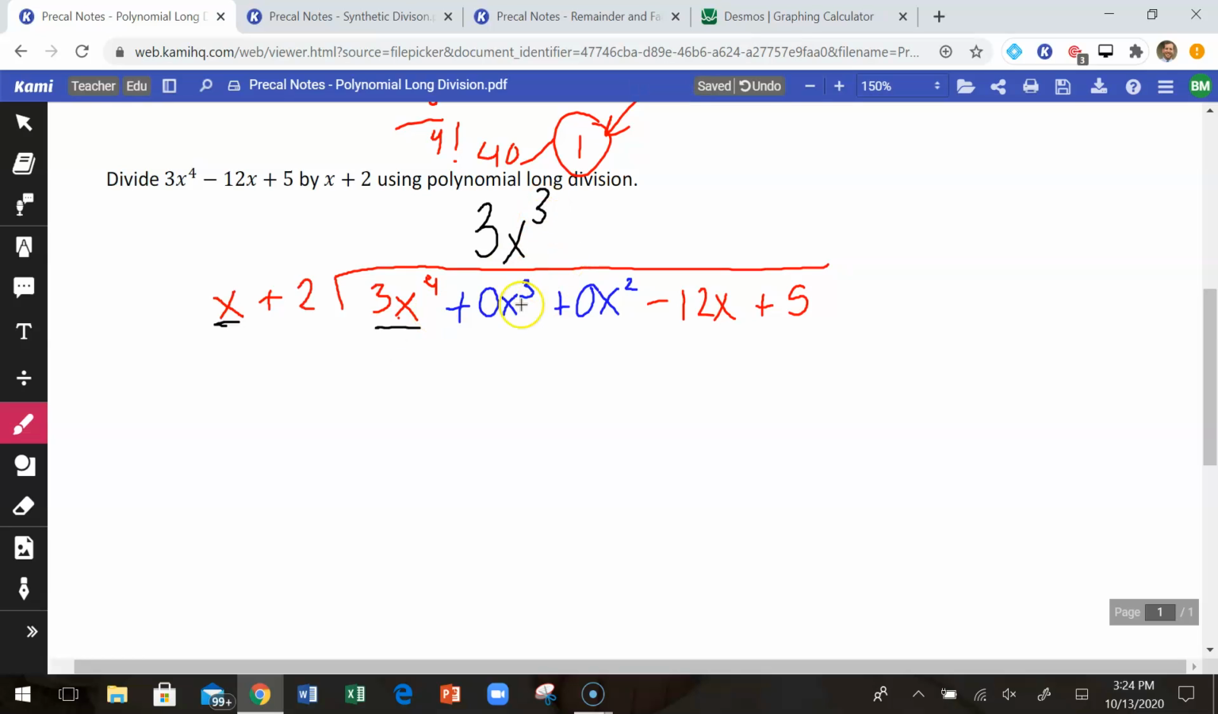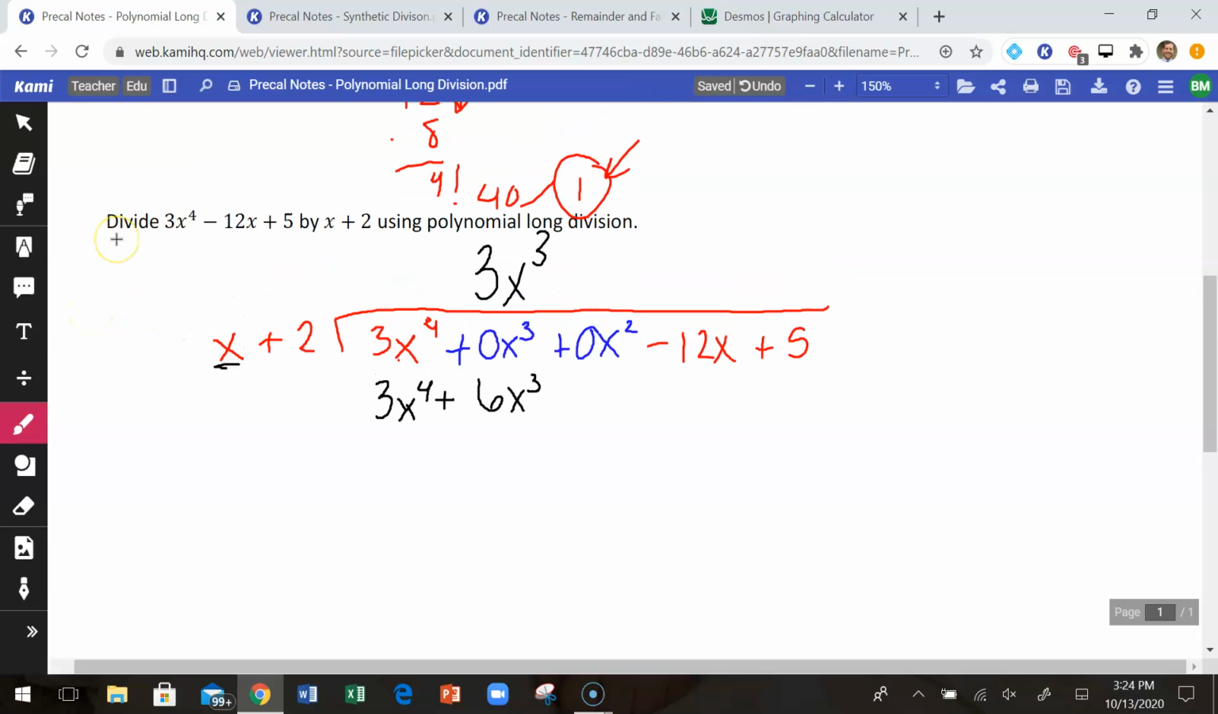Okay, so I have a placeholder there. It goes over top of the cubed term. And then I'm going to take that thing, just like long division, and multiply that down. But when I multiply that down, I'm going to multiply it by both of these terms. Okay? So we are going to do 3x to the 3rd times x plus 2, which is going to give us 3x to the 4th plus 6x to the 3rd. Okay? Multiplying the 3x to the 3rd by both of those things.